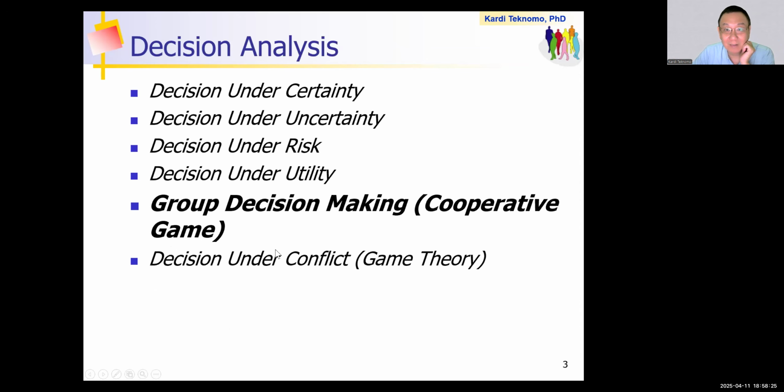So in the big picture, we are still in decision analysis. We already discussed decision under uncertainty, or certainty, under risk and utility. Now we are in group decision making. Sometimes we call this cooperative game. In contrast, we also have game theory, which basically talks about decision under conflict. So actually the two of them are game theory.